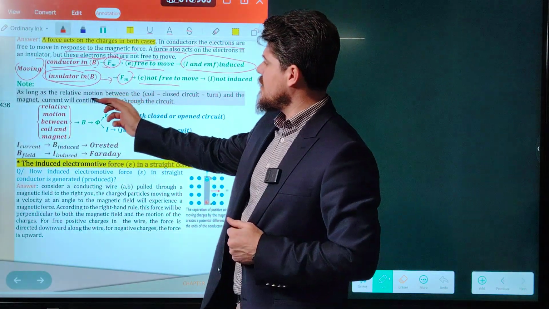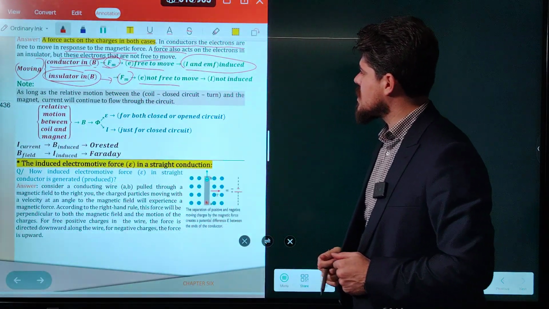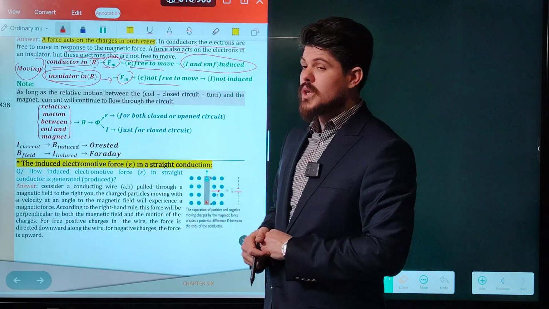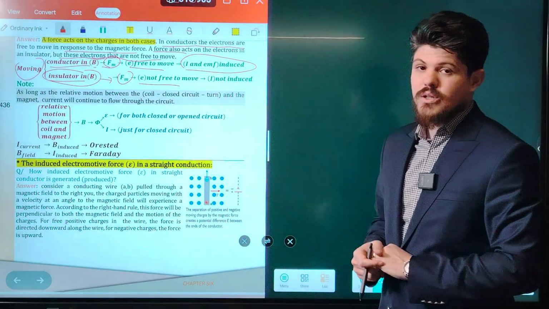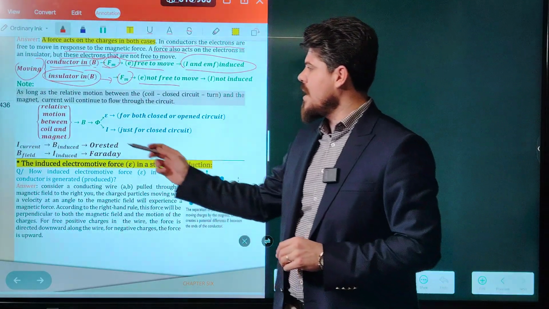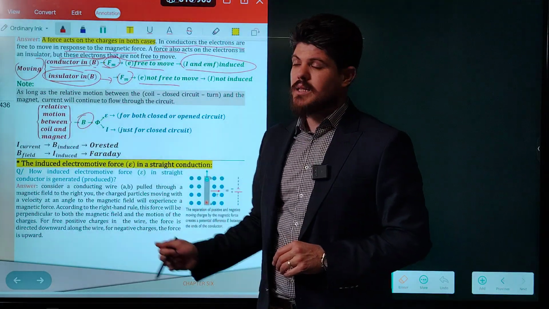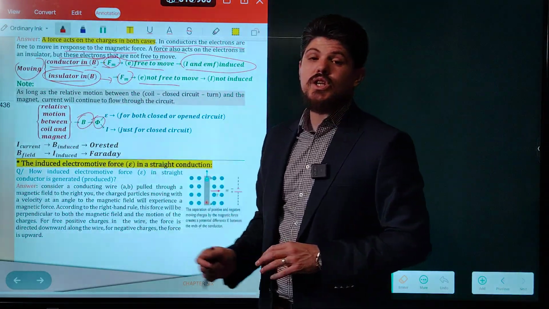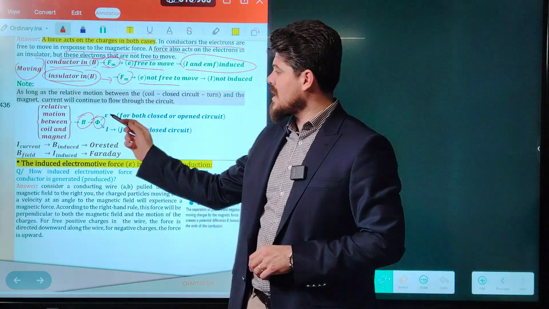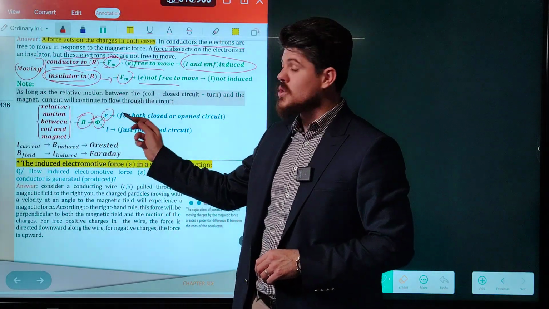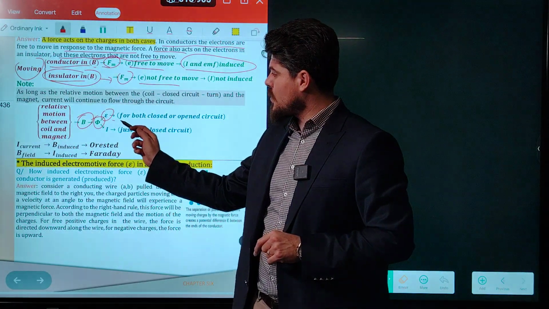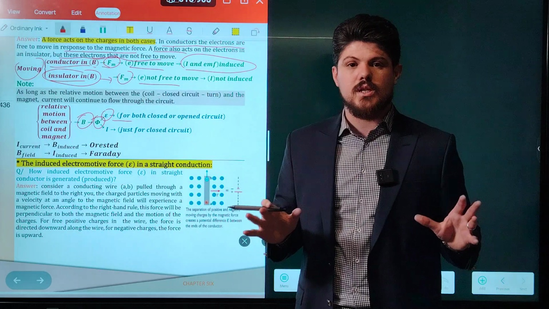As long as there is relative motion between the coil, the closed circuit, and the magnet, current will continue to flow through the closed circuit. Okay? Relative motion in the magnetic field changes the magnetic flux, and the change in magnetic flux creates electromotive force. Electromotive force is created for both closed circuit and open circuit.